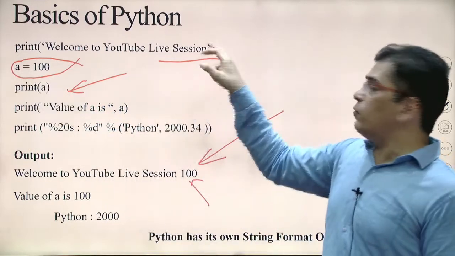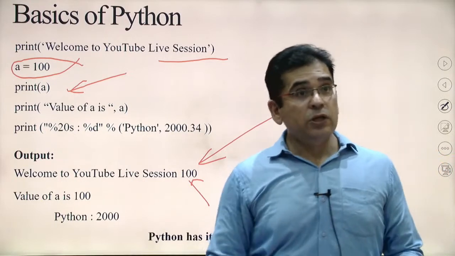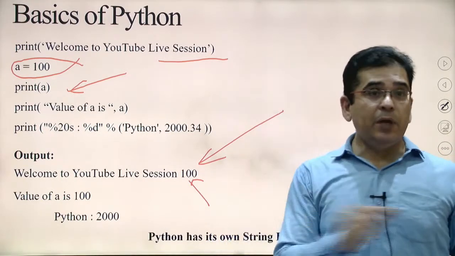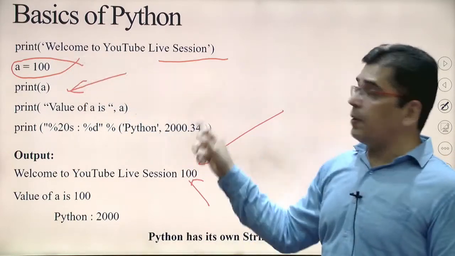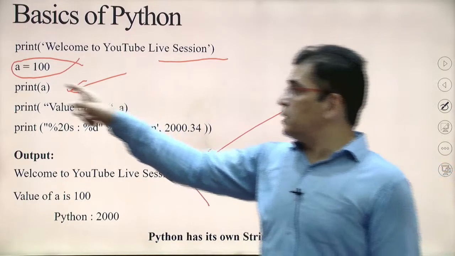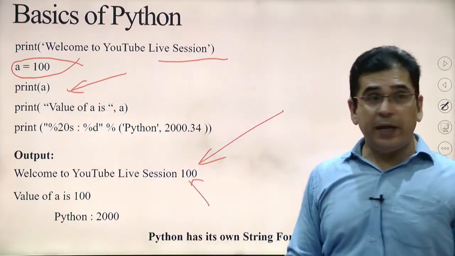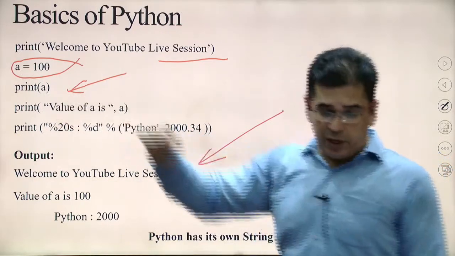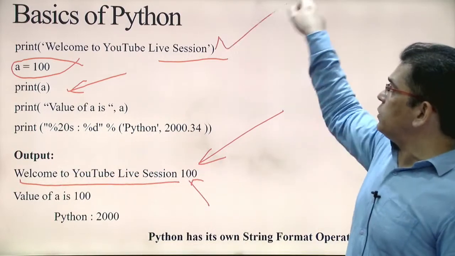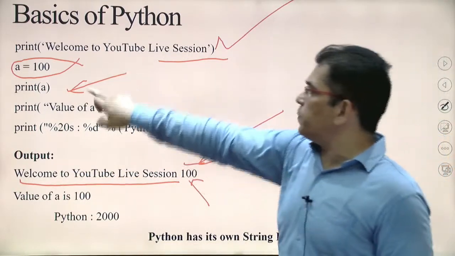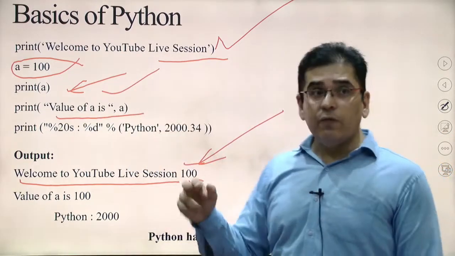As you see, I have not written any semicolon at the end of every line. Like in C or C++, we need a semicolon to terminate the line. But here I have not written any semicolon at the end of the line. I simply defined a value 100 which is stored in variable A and I printed this A variable. So the output is welcome to YouTube live session from this print statement, 100 from this print statement. Now print value of A is, I have written one more syntax.